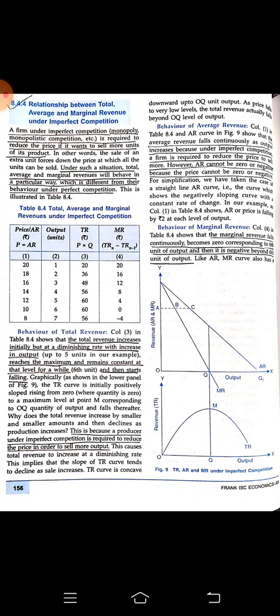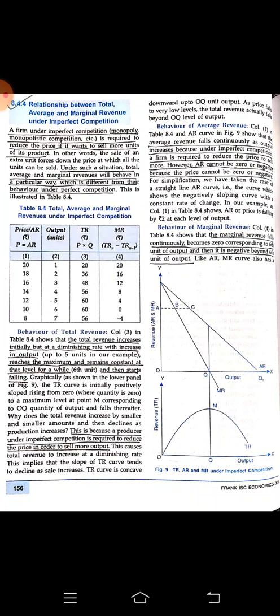Okay, so here we can say that the price is equal to average revenue, right? P is equal to AR. As the output is increasing, you can see that TR is also gradually increasing, then it is getting constant, and then again it is starting to fall.